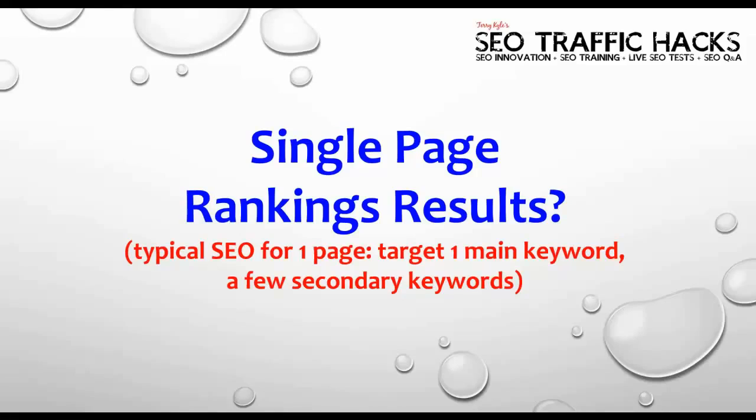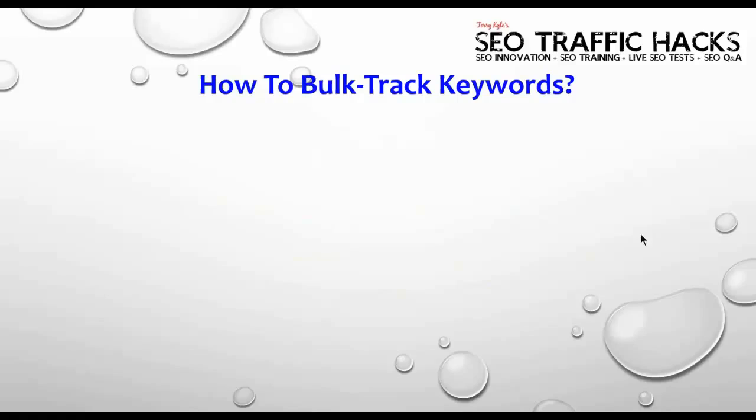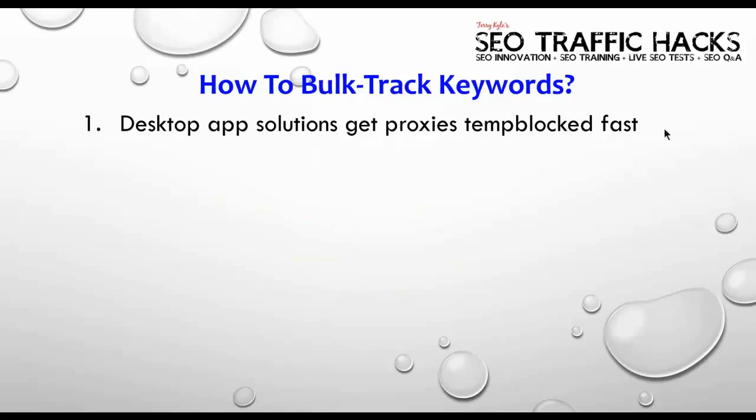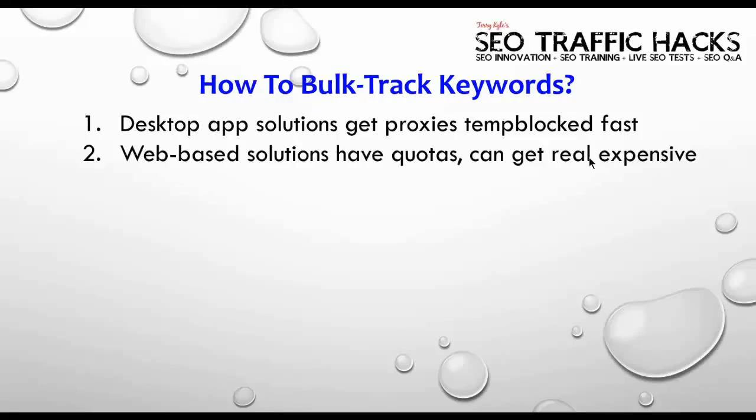But that runs into a particular problem, which is how can we bulk track keywords? For example, if we are targeting a particular page on a website for 800 different search terms, how do we actually track that if we're doing it on any scale? And how do you do it accurately? This is a real challenge, and what we find is that with desktop apps like Rank Tracker, you tend to get proxies temp blocked really fast by Google, and very quickly you just stop getting search results. It's just not viable. Or proxy rotation takes insanely long to run, like an hour and a half to do 100 search terms, so it's just not viable. Web-based solutions have quotas, and typically they're not really built or geared towards this kind of SEO where you're trying to go after a lot of terms.